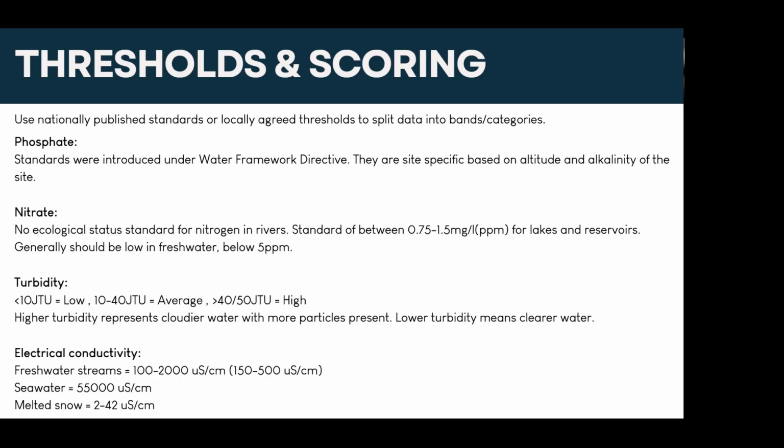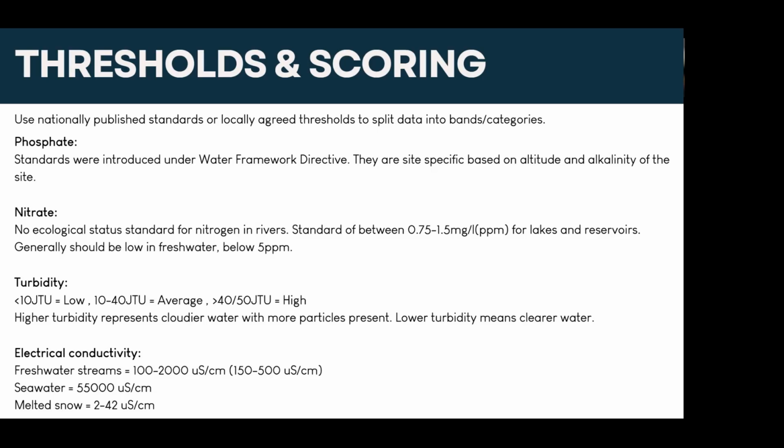So for phosphate, standards were introduced under the Water Framework Directive, and these are site-specific and based on altitude and alkalinity of an individual site. And the EA use these for each site that's used for the WFD, so the Water Framework Directive classification. So they have those standards for those, and for us, we use those readings and link it up with our nearest site rather than working out the individual standards for each specific site that we have.